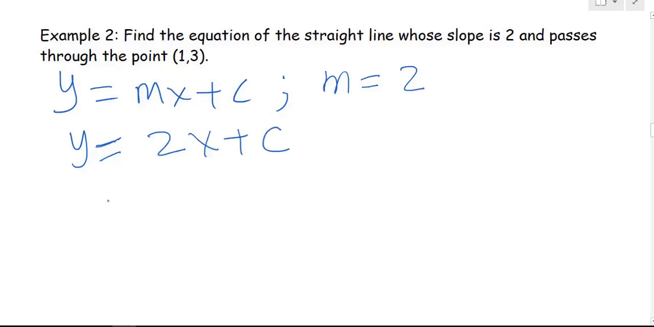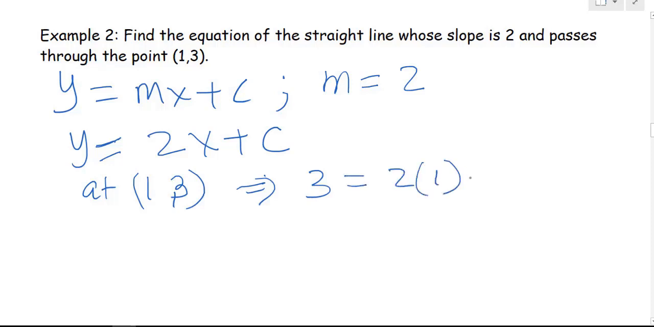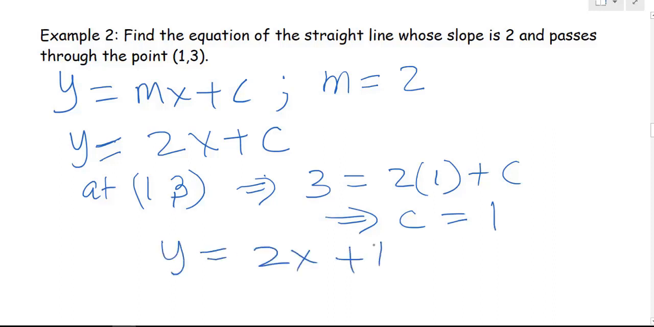We do not know the value of c. So we substitute the point that is given into the equation, so that we come up with a value for c, and therefore at the point 1, 3, our equation becomes 3 equals 2 multiplied by 1 plus c, and this tells us that our c becomes 1. Hence, our equation becomes y equals 2x plus 1.